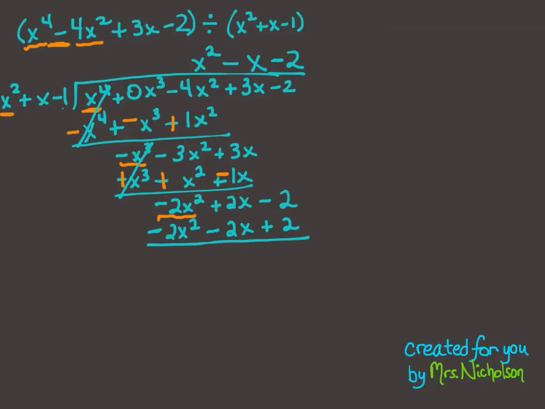We are ready to subtract, so I'm going to change all the signs. That becomes positive. This becomes positive. The last two becomes negative, and we're ready to combine. Negative 2x squared plus 2x squared is 0. They cancel out. 2x plus 2x is 4x, and negative 2 minus 2 would be negative 4. Now I have no more numbers to bring down, and so this is my remainder. So I'm going to say plus 4x minus 4 divided by x squared plus x minus 1. And that is your final answer.